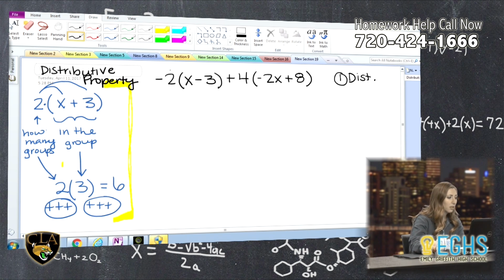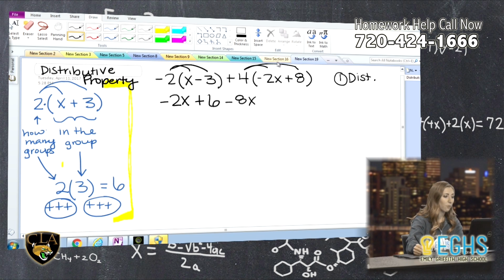So multiply: -2 times x is going to be -2x. And I've got -2 times -3, which gives me +6, so I'm just going to write +6. I'm going to do the same over here because I have some more distributive property. So I've got 4 times -2x, I get -8x, so I'm just going to write -8x. And then I have 4 times 8, which gives me 32.